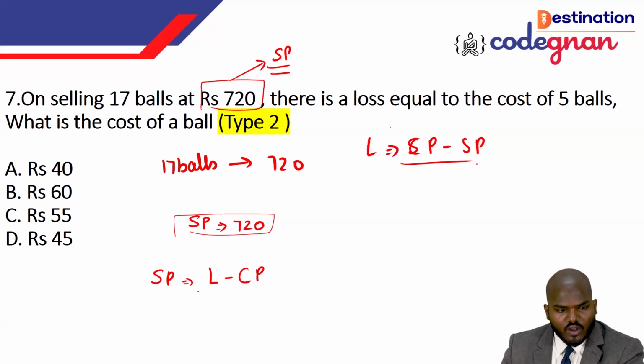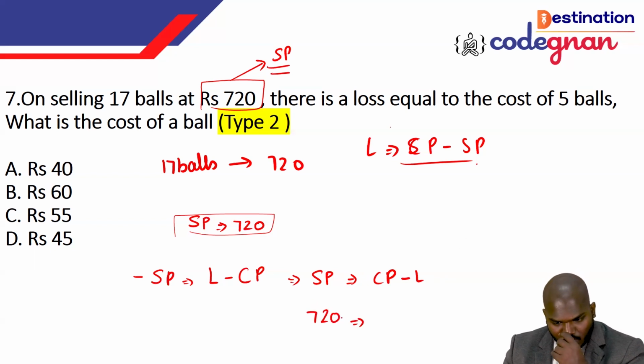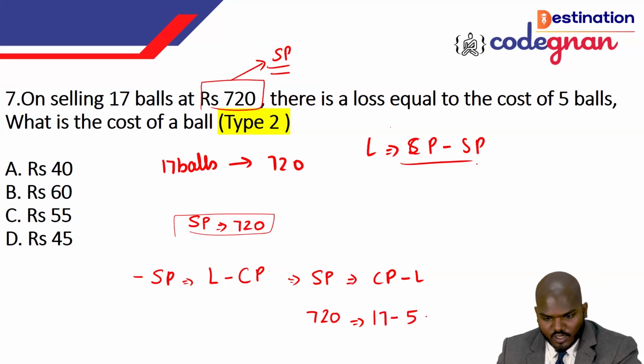Loss is equal to what? It is minus, right? To change the minus, I can formulate it like this: SP is equal to CP minus loss. So SP is equal to 720, and the cost price is 17 balls, with the loss happening for 5 balls. If you sort this out, it will give you the value 12x.